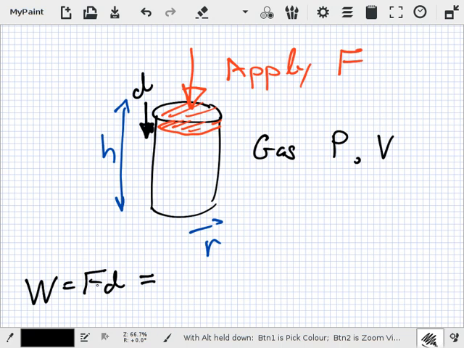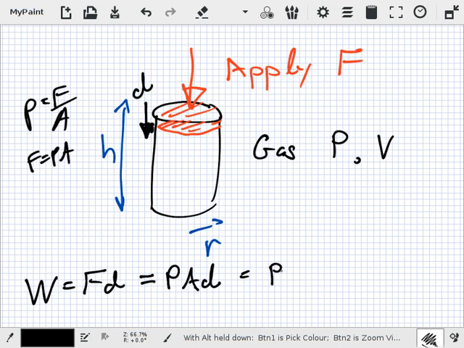Force, if you remember, pressure is force over area. Force is pressure by area. Okay, so that would be PAd. Okay, so far? Yeah. So that is, no, that's just PAd. But I kind of don't want to have the d in it. How can I best put this?